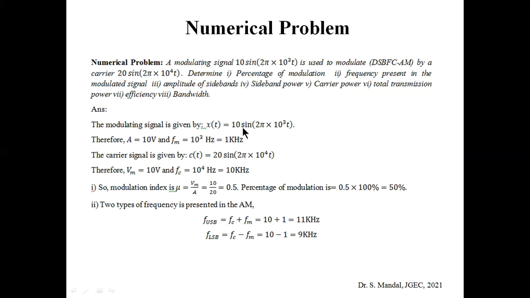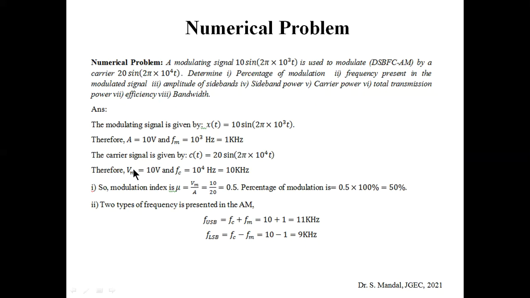You can see that xt is 10 into sine 2 pi into 10 to the power 3 t. So omega m is 2 pi into 10 to the power 3, and we consider fm equal to 10 to the power 3 hertz. The corresponding amplitude is 10 volt. Similarly, for the carrier signal, ct is 20 sine 2 pi 10 to the power 4 t, so fc, the carrier frequency, is 10 to the power 4 hertz.